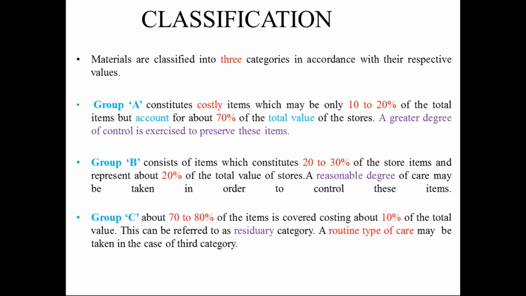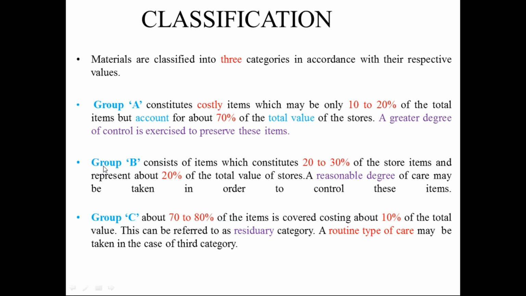Now this ABC analysis classifies the inventory material or the items. So what is the classification? Materials in this method are classified into three categories in accordance with their respective values. The first can be group A. It constitutes the costly items or materials which may be only 10 to 20% of the total items, but these account for nearly 70% of the total value of the stores. So a greater degree of control is exercised on these items.